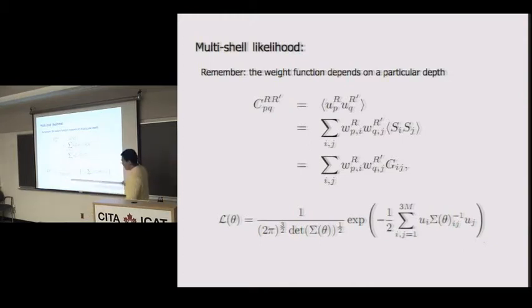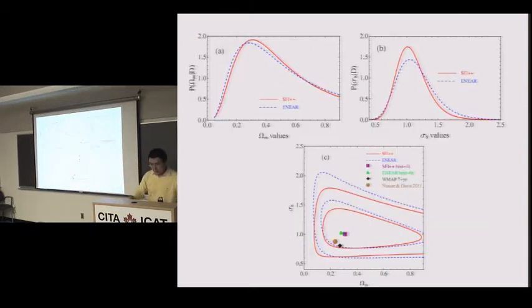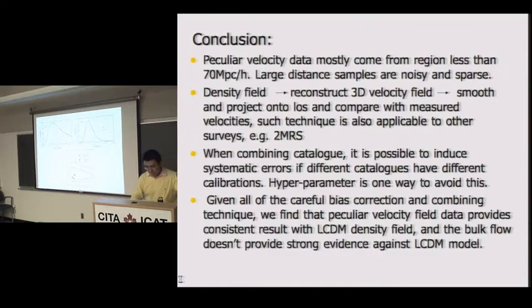And after we do this, here is some mathematics. If you build them into the likelihood, you can find your omega m and your sigma 8 values, which are pretty well covered by the other CMB constraints. And these are two-dimensional contours.